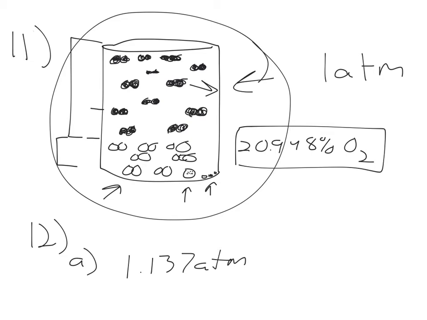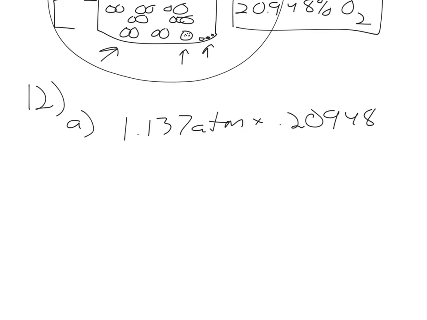What is the partial pressure of oxygen? Just multiply that by 20.948%, or 0.20948. Okay, so let's do that in the old calculator. We have 1.137 times 0.20948 equals, I get 0.2382 atmospheres, which is fine. Partial pressure of oxygen.